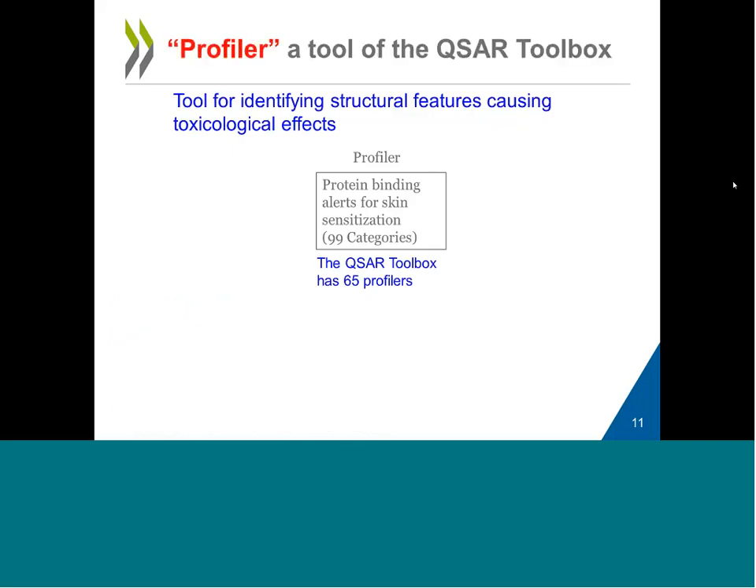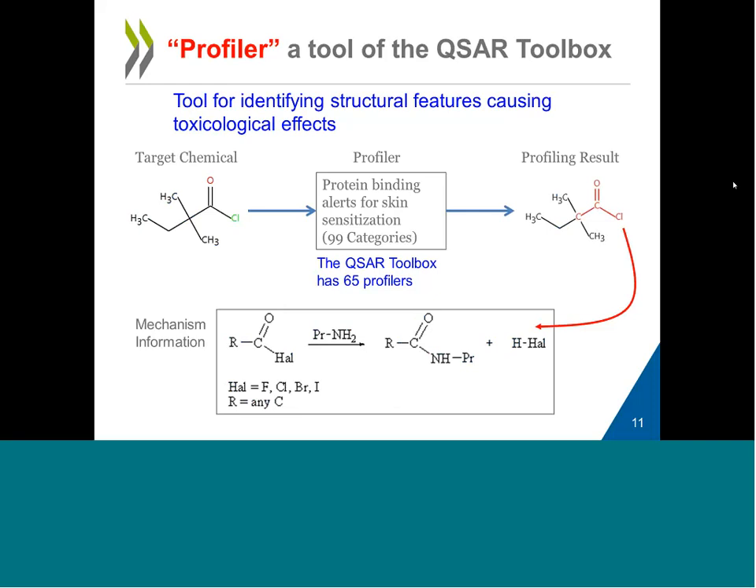A tool of the QSAR Toolbox called Profiler identified structural features causing toxicological effects. There are 65 profilers in the QSAR Toolbox version 4.0. And one of the profilers has 99 categories of protein binding structural alerts. If you conduct profiling of the target chemical by using the profiler, it identifies a functional group that can cause protein binding. And you can refer to the mechanism of protein binding by the functional group.